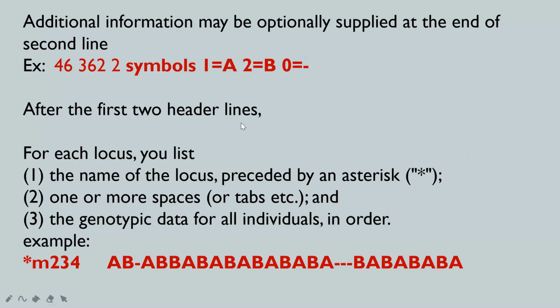After these first two header lines, for each locus or each marker, you have a star symbol, then the marker name, then multiple spaces or a tab, followed by your genotypic data. As you could see, my parent 1 is A, parent 2 is B, and dashes are your missing data. And this is a real population I'm showing you as an example. That is the reason it does not have a heterozygote.